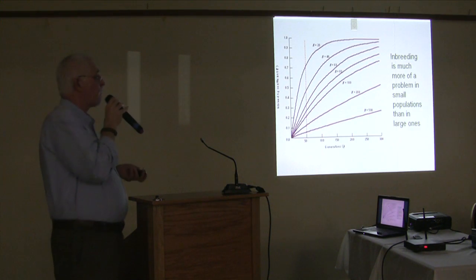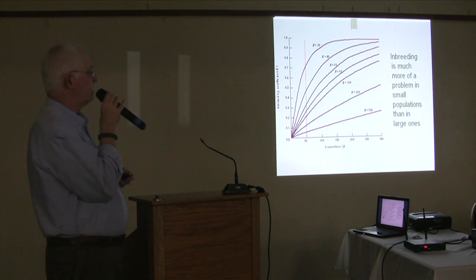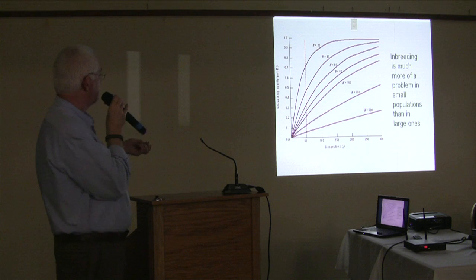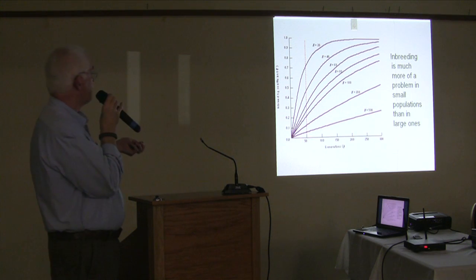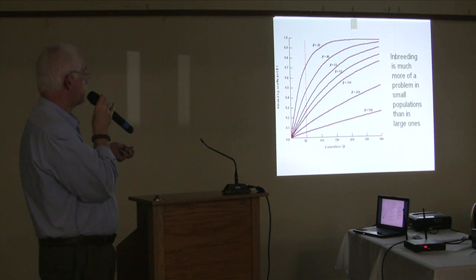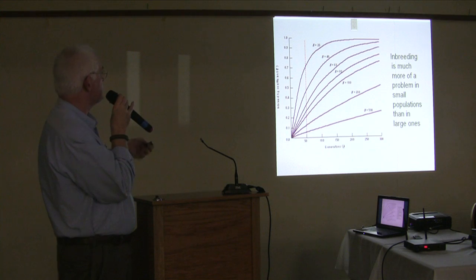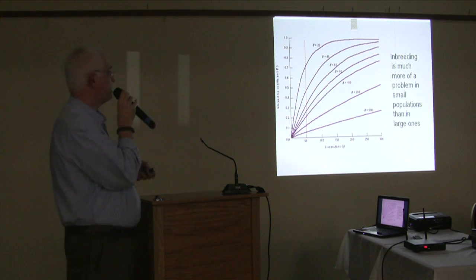Inbreeding is much more of a problem in small populations than in larger ones. And here you can see a graph that kind of depicts that. So after 50 generations, a population of size 5,000 has an inbreeding coefficient of about 0.5 or so, whereas a population of 20 has an inbreeding coefficient of about 0.7, much higher.